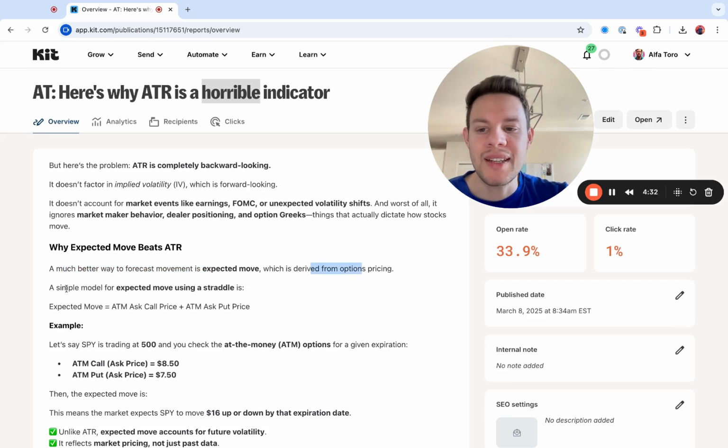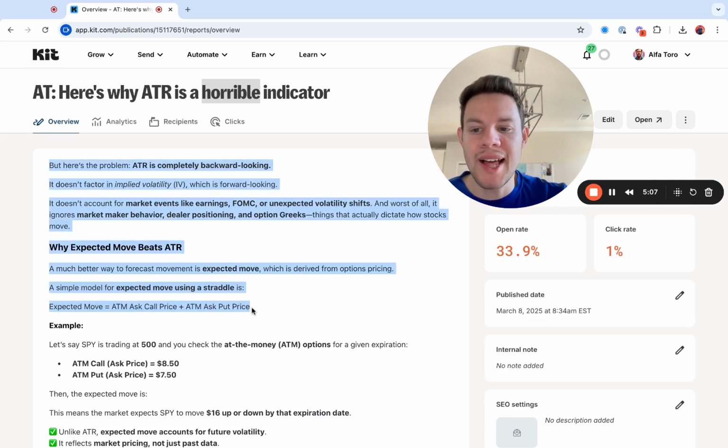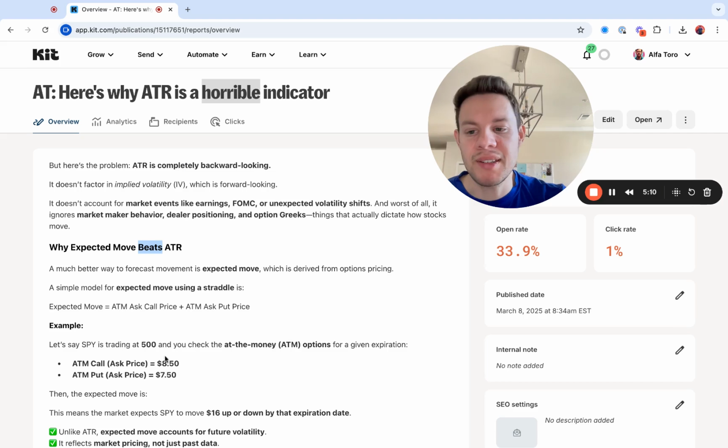A simple model for expected move using a straddle is: expected move equals the at-the-money ask call price plus the at-the-money ask put price. It's just that simple. And now you have a range to play with. This changes on a day-to-day basis because it takes into account theta, time, implied volatility, gamma, and all this other good stuff. This is going to save you a lot. It's a lot better than the ATR, I'll tell you that.